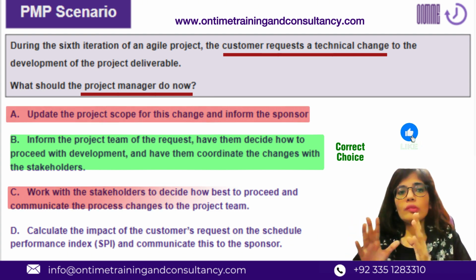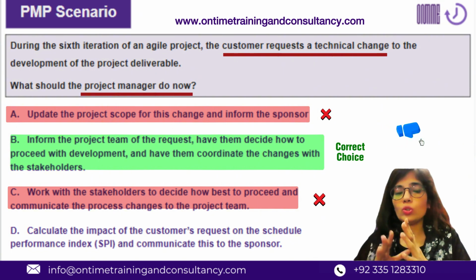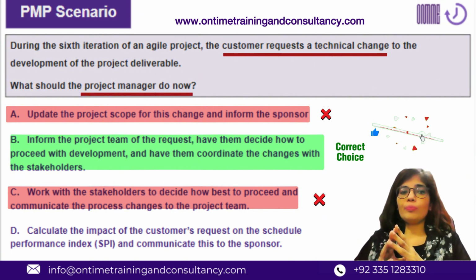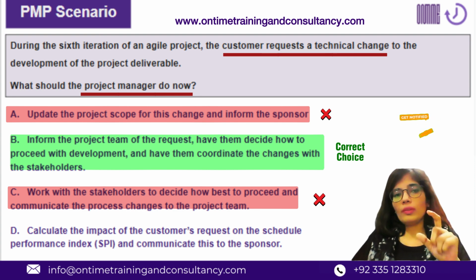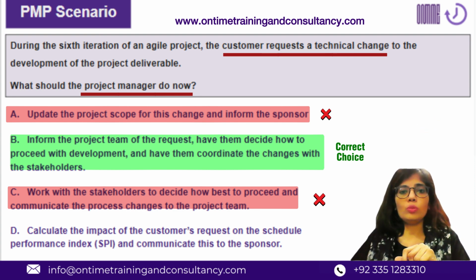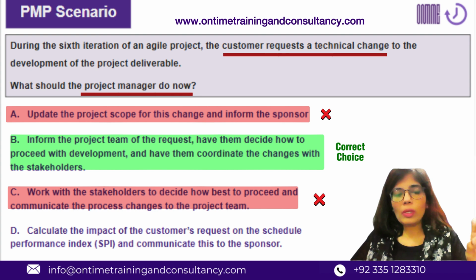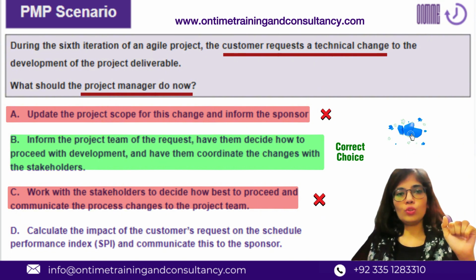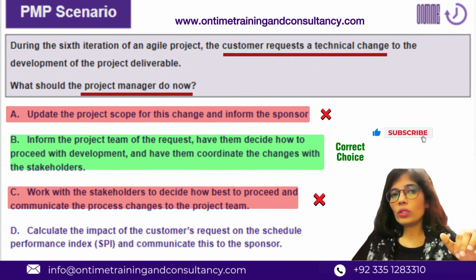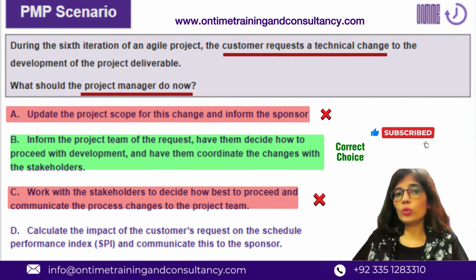Option A and option C are out and wrong choice for the same reason. Not the project manager alone would decide how these changes are going to be done. He can't decide that on his own and just inform the sponsor. Not at all. That probably would happen in predictive mindset or hybrid mindset, yes or no, but not in agile mindset for sure.